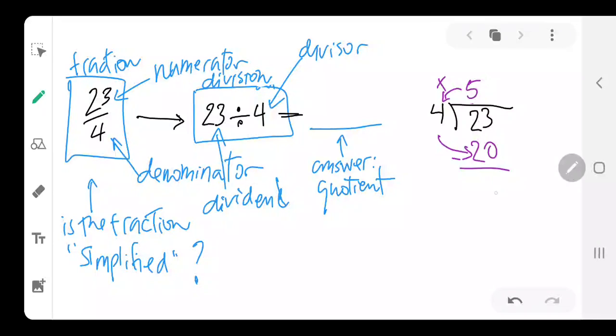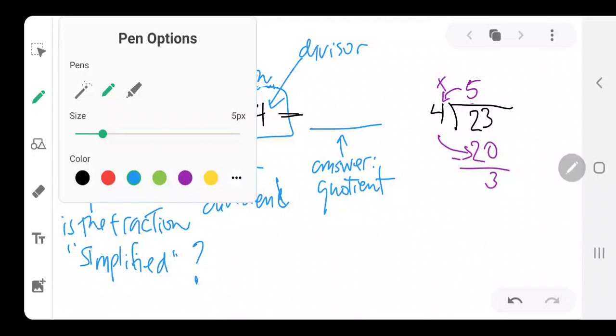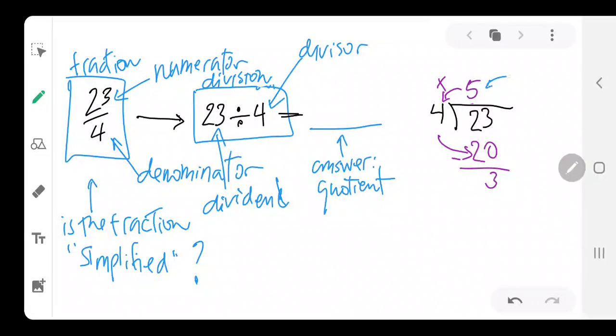So what do you have left? What have you not divided? There's a little bit that you haven't divided from the 23, and that's your remainder. Let's give these a name. This is your answer, that's your quotient, and this is your remainder.